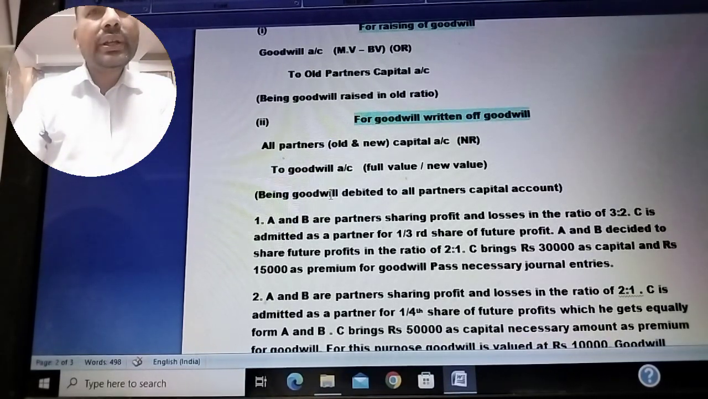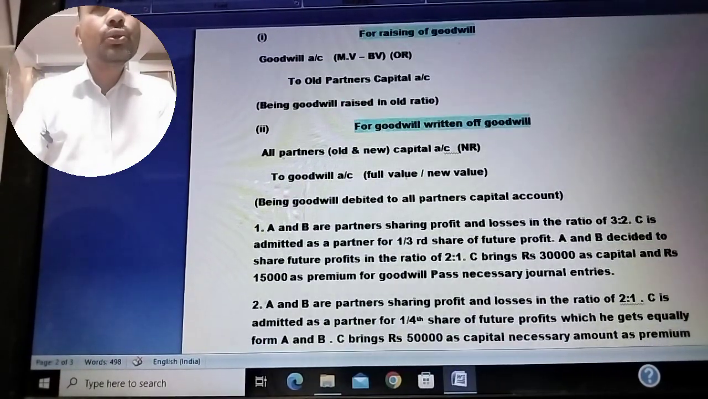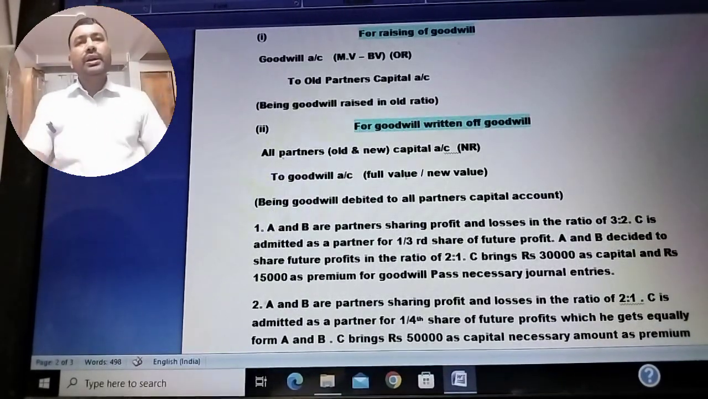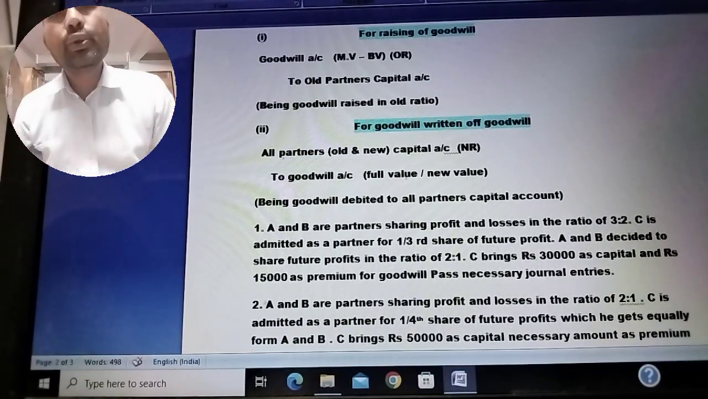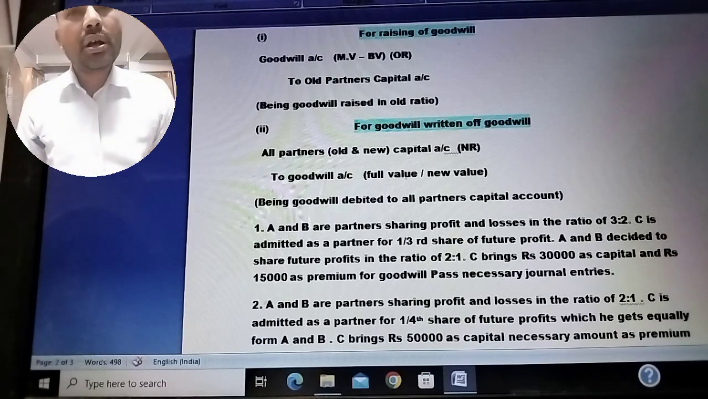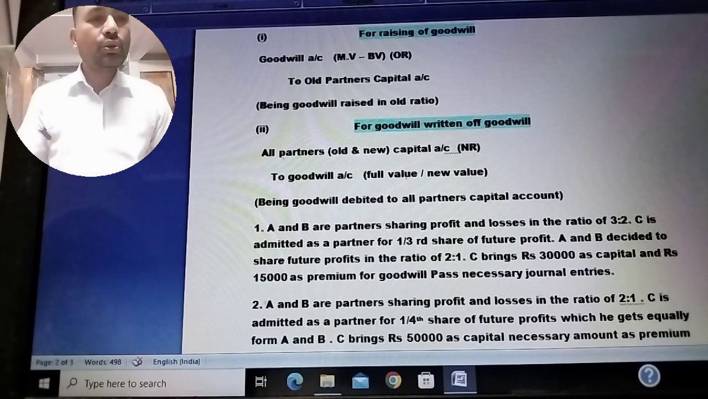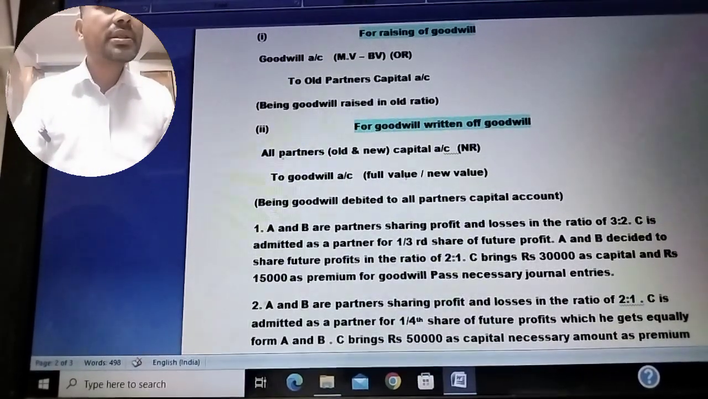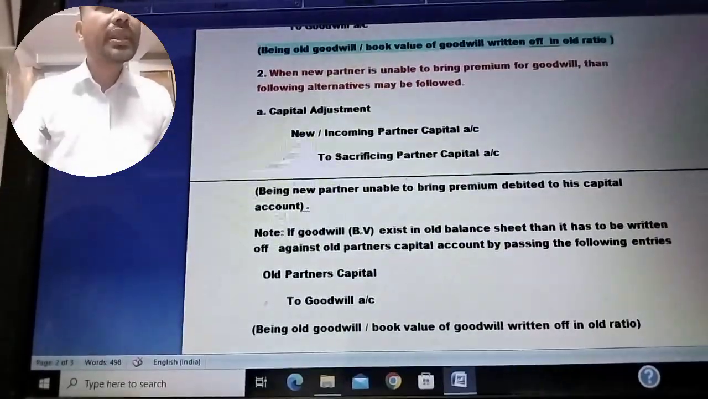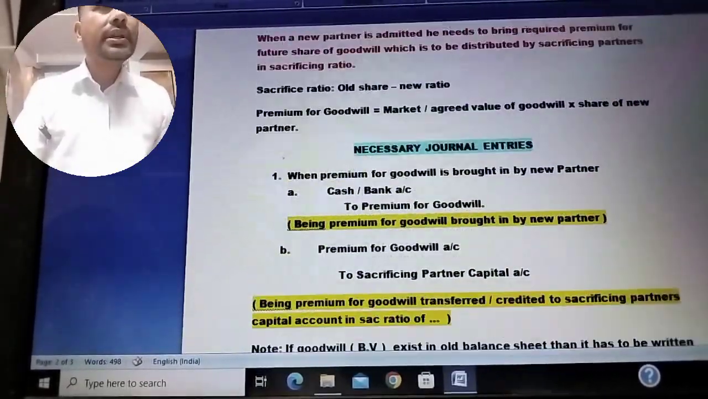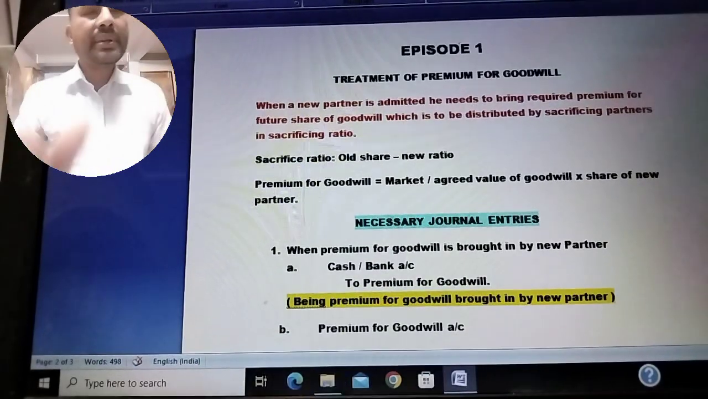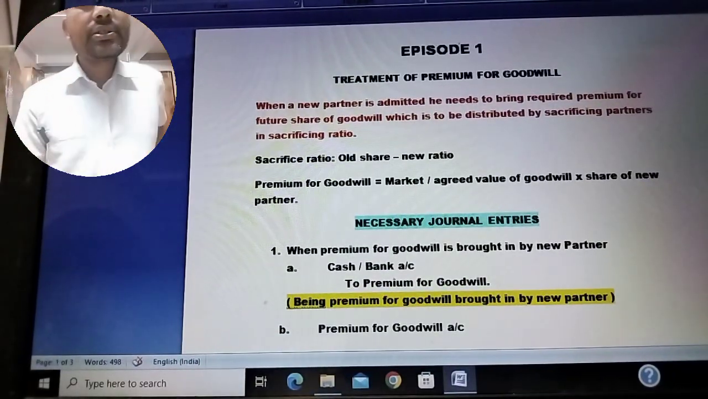So being goodwill debited to all partners' capital account, and these are questions. So I will be solving these questions tomorrow. You may copy these questions. Tomorrow I will be solving these two questions, how to pass necessary journal entries. So if you are interested, you may copy these questions. I'm giving you time to take the screenshot of this question.